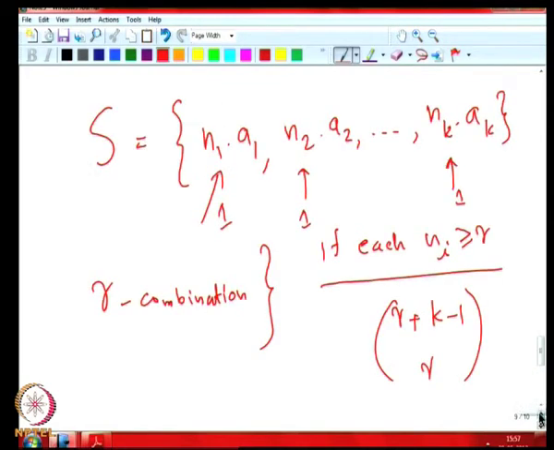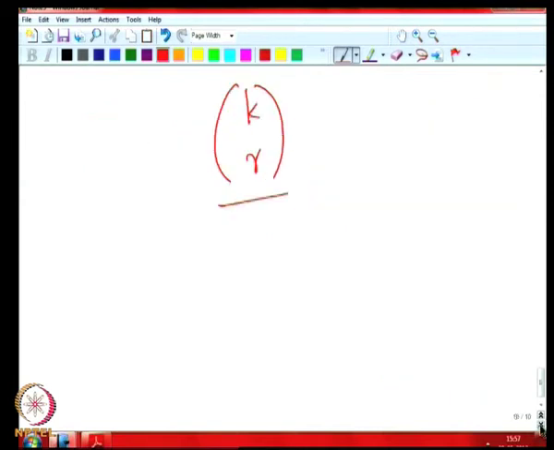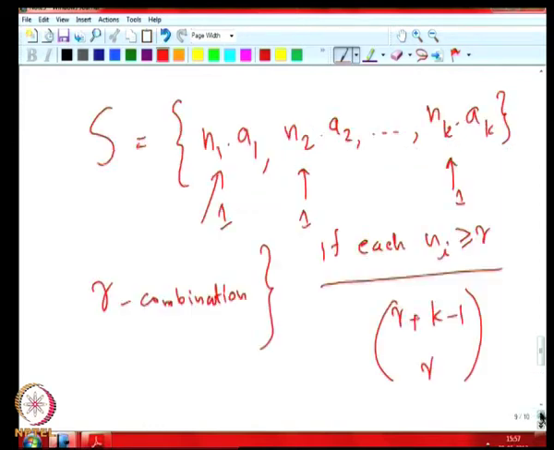So, the problem is when some ni's are in between 1 and R, that is, some ni's are bigger than 1 and smaller than R, right. Not all of them are R or bigger, and not all of them are equal to 1, right. In this case only we are worried. So, that is the situation we explained. We explained it elaborately using k equal to 3, and showed how to apply the inclusion exclusion principle.